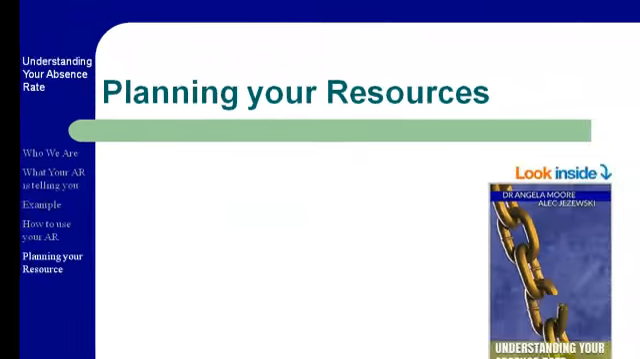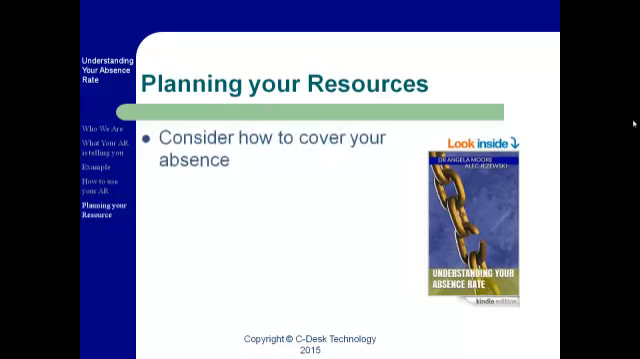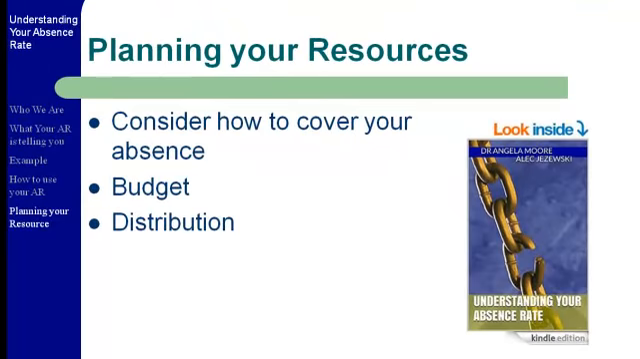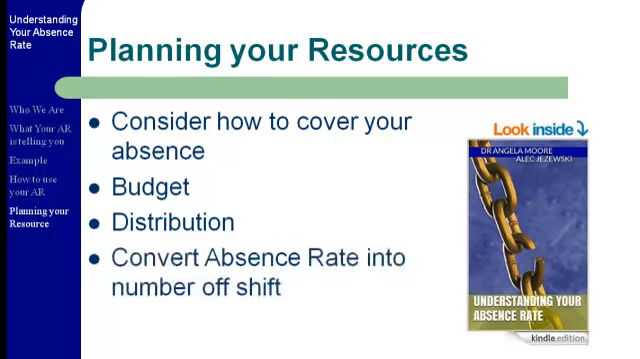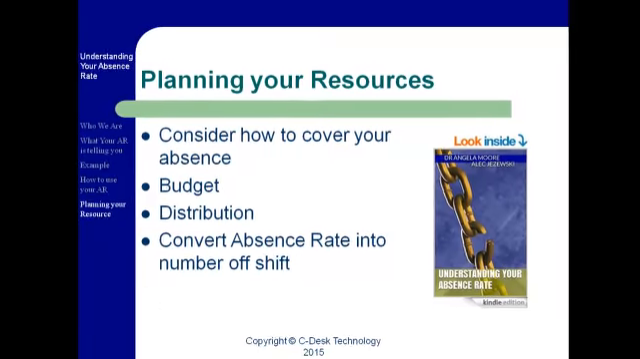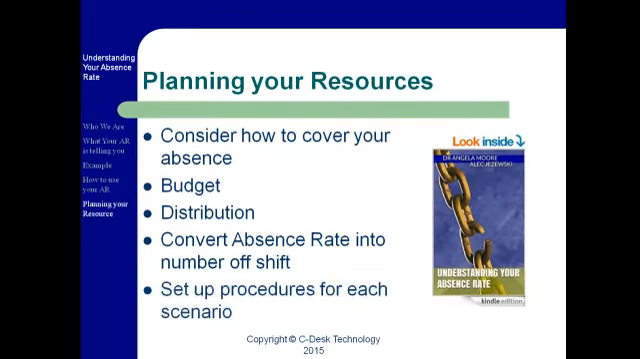Planning your resources. Each year, you need to consider how to cover for your absences. Your absence rate will tell you the number of hours you need to budget for, and the tables in my ebook, Understanding Your Absence Rate, will give you the distribution of how you would expect these absences to occur. How often you would expect no one absent, 1 person absent off a shift, 2 people absent off a shift, etc. This is the first ebook ever produced that allows you to convert an absence rate into the number of people off shift. This allows you to better control absence-related problems because you can set up procedures for each scenario, and this book tells you how many scenarios you will have to deal with each year.